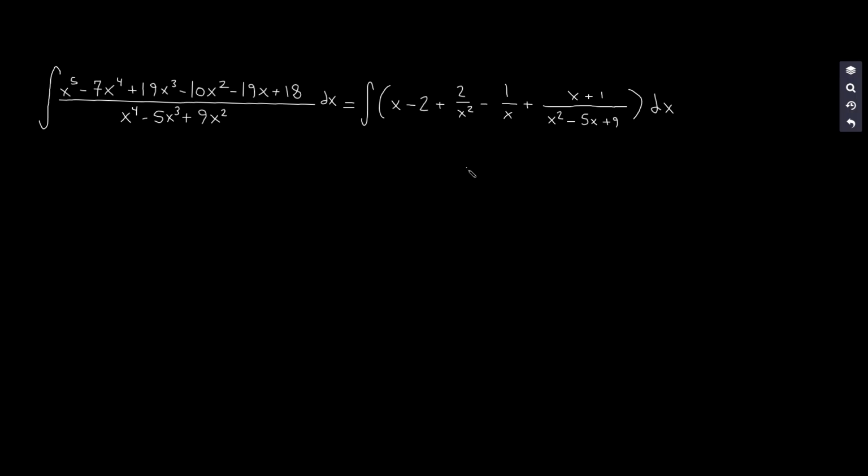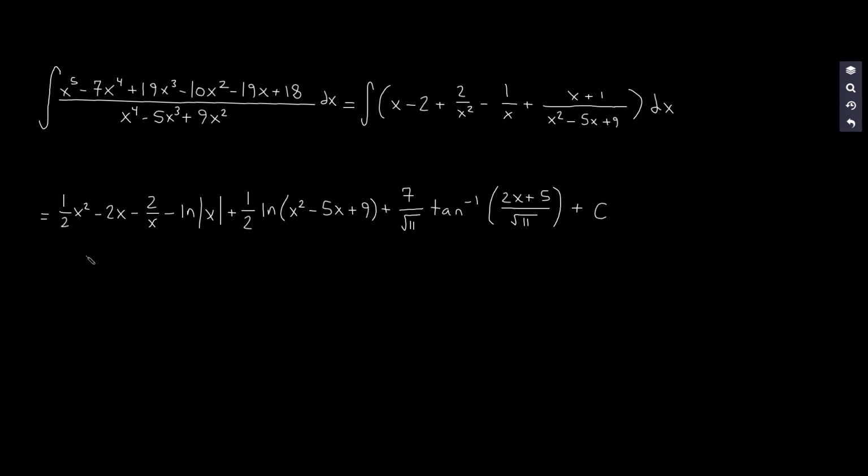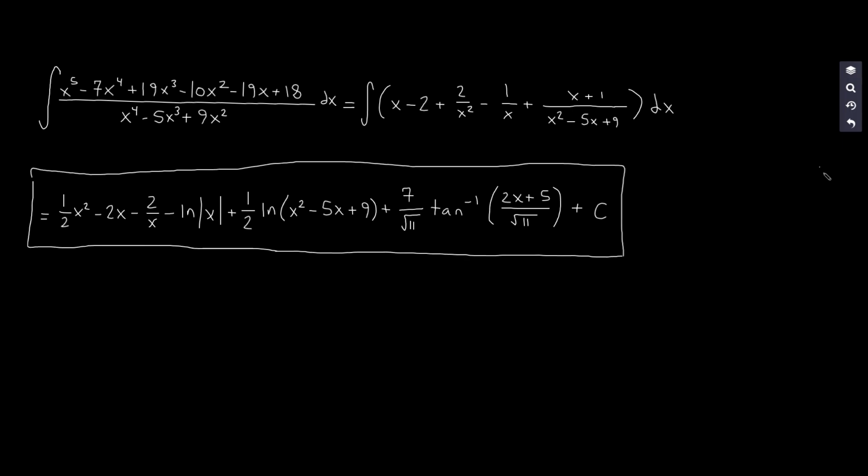And the final answer: 1/2 x squared minus 2x minus 2 over x minus the natural logarithm of the absolute value of x plus 1/2 times the natural logarithm of x squared minus 5x plus 9, quantity, plus 7 over the square root of 11 times arctangent of 2x plus 5 over the square root of 11 plus the arbitrary constant. And that's our answer.